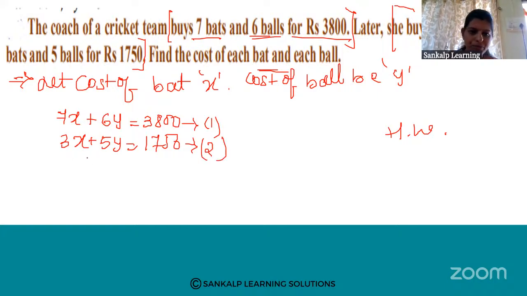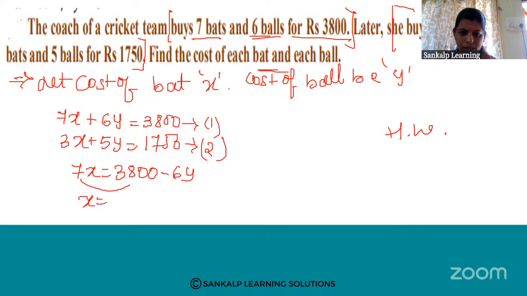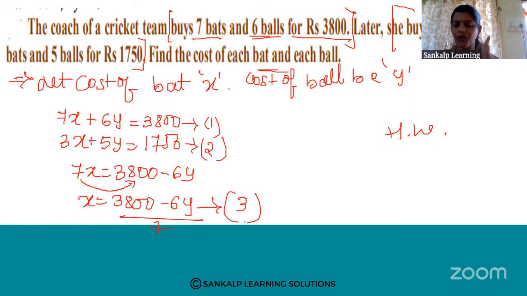So from equation number 1, take any equation. Whichever is easy for you, you can take that equation. So from equation number 1, 7x is equal to, transfer this plus 6y to this side. What you will get? 3,800 minus 6y. Right? Now, x is equal to, transfer this 7 to this side. What you will get? 3,800 minus 6y divided by 7. So observe here, this is equation number 3. Okay. So now we got 3 equations.